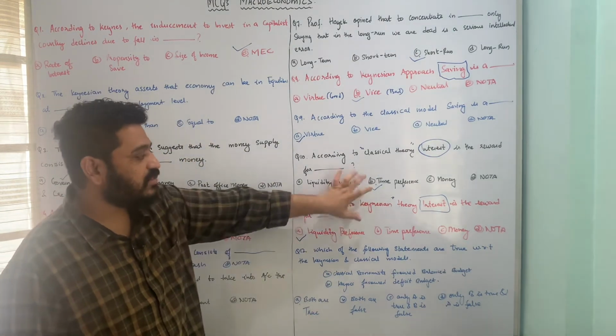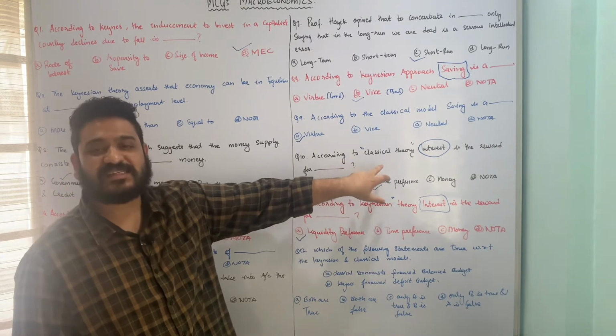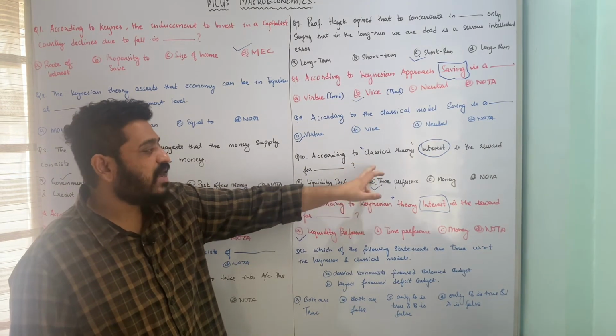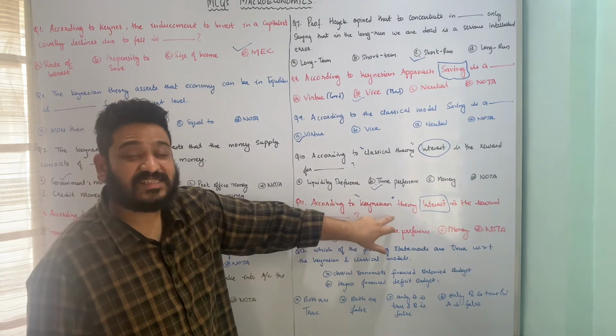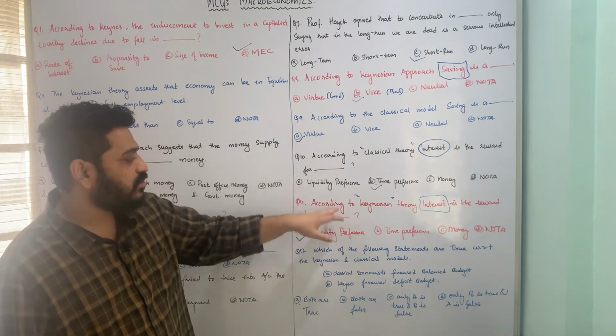So again, a point of distinction between the Keynes model and the classical model. The classical suggests interest as a reward for time preference, and on the contrary the Keynesian theory suggests that interest is a reward for liquidity preference. So I hope both these questions are pretty much clear.